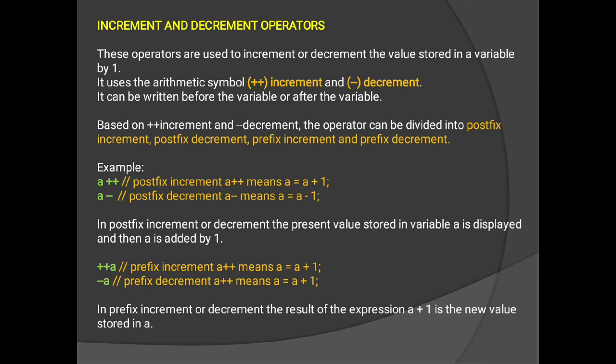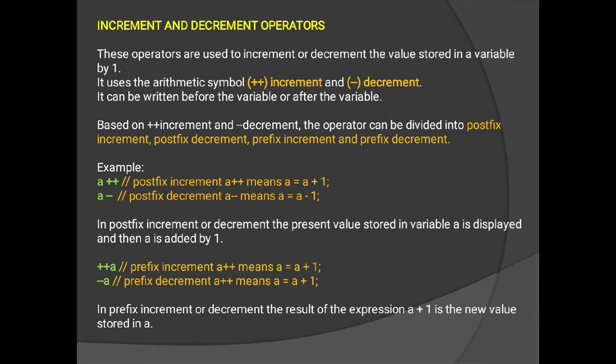Okay, so in prefix you can see that the symbol plus plus and minus minus, that is the increment and decrement, is written before the variable name. So when it is before the variable name, when you expand it, plus plus a is also a equals a plus 1, and minus minus a is also a equals a minus 1. I've made some typing mistake there. The second one should be minus minus a, which means a equals a minus 1.